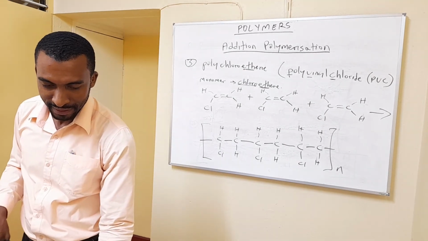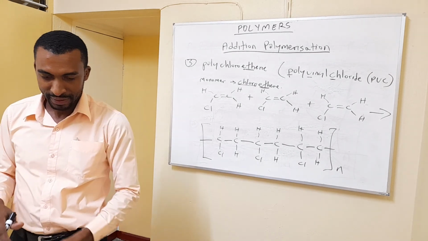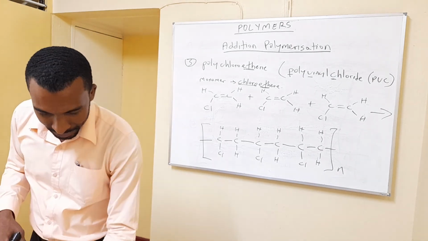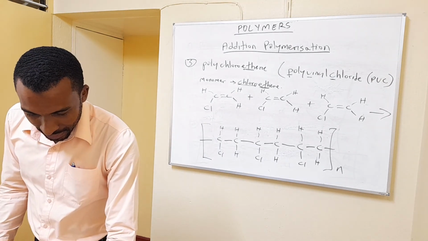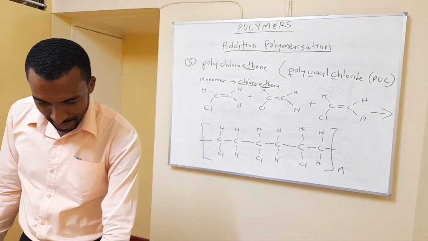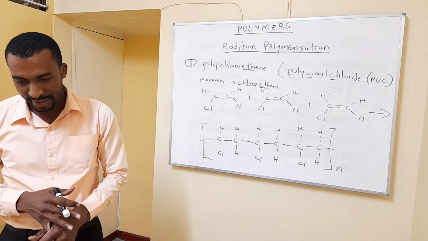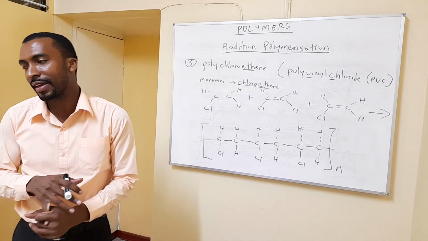And PVC, this is one that you should remember, is used for water pipes, gutters, windows, door frames, insulation of electrical wires and cables.